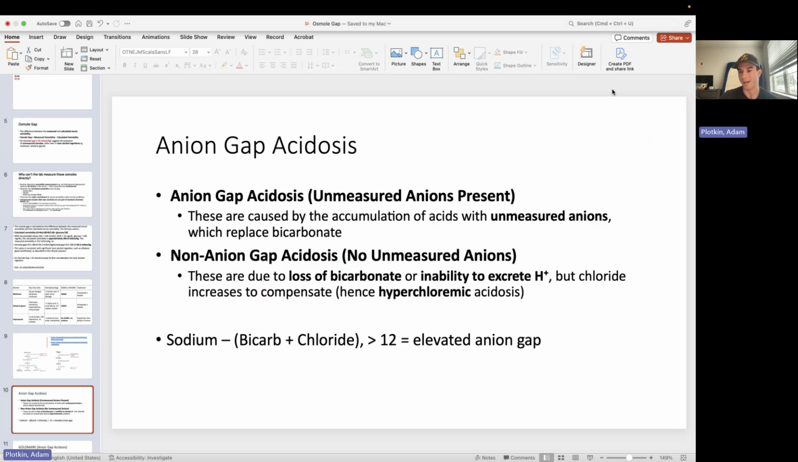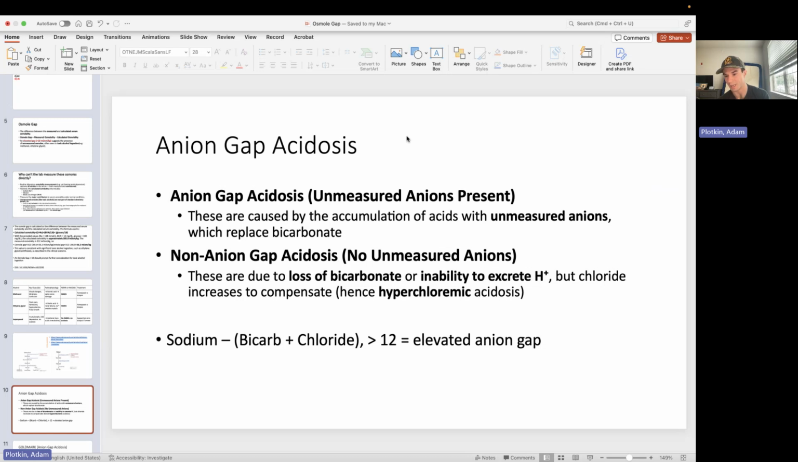So let's talk about anion gap acidosis really quick. What is anion gap acidosis? It's caused by an accumulation of acids with unmeasured anions, which replace the bicarb. Remember, our body is trying to stay in electrical neutrality between negative and positive charge. When I lose a negative charge, we need to replace it. The two major negatively charged things in my body are chloride and bicarb, and all of these other anions are like the third step. But chloride and bicarb are linked perfectly in our body.